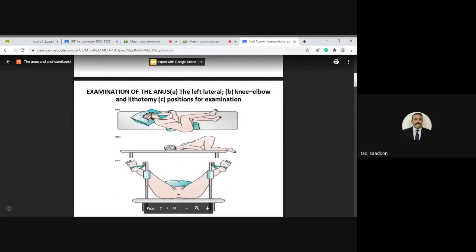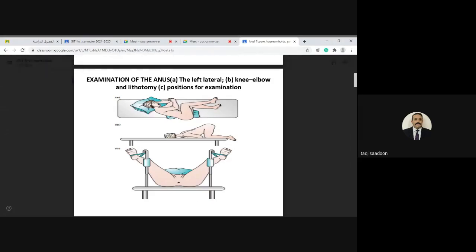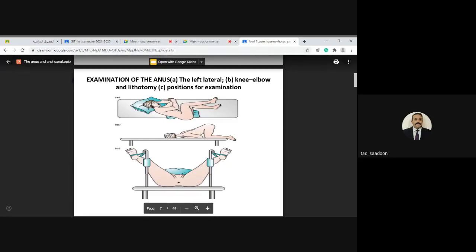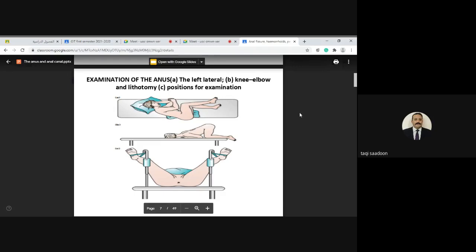This is the position for the examination of the anal canal. Either we have the left lateral position, this is for the female patient, we call it Sims position. The buttock on the edge of the couch, flexion of the thigh, flexion of the knee joint and flexion of the back, or the knee elbow position.